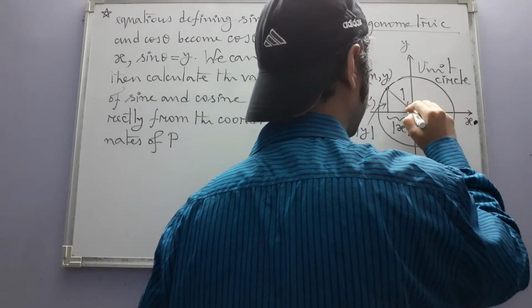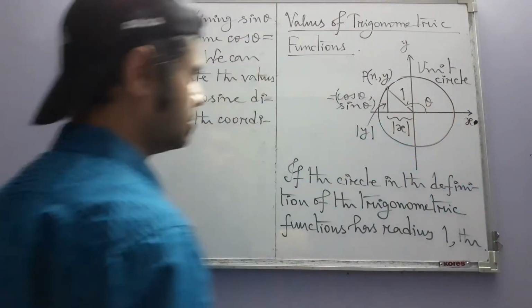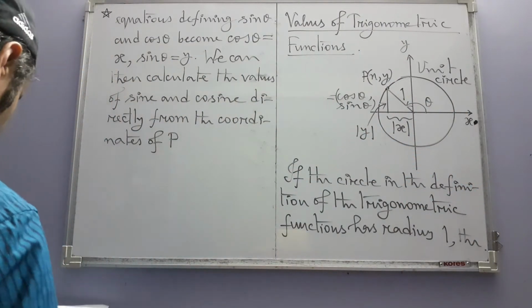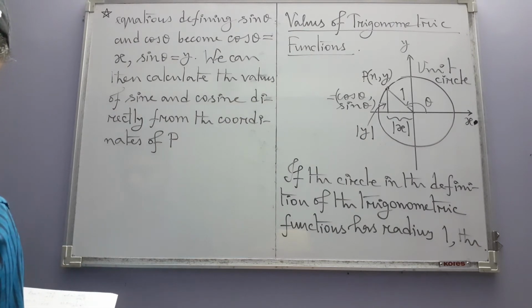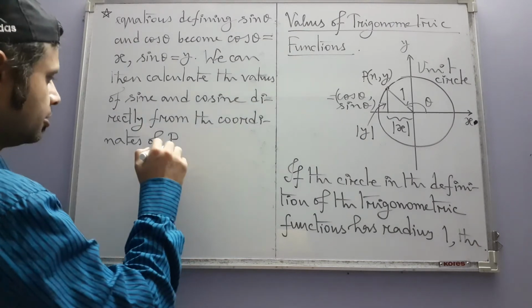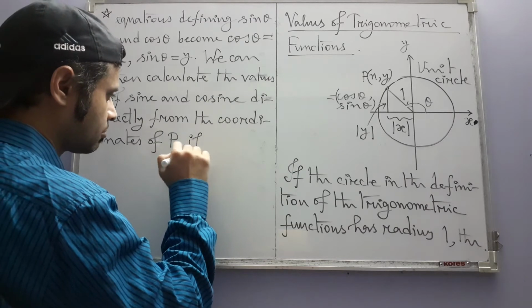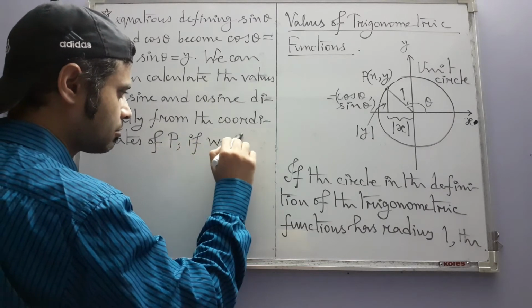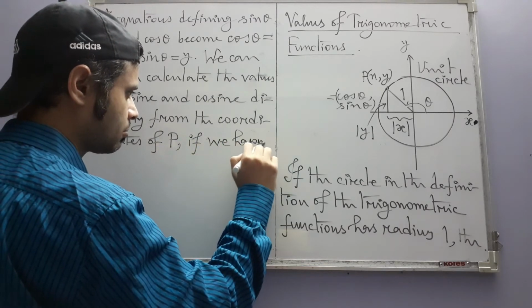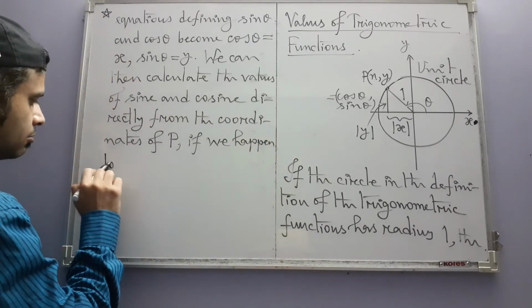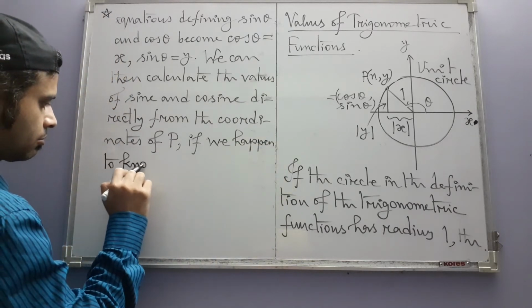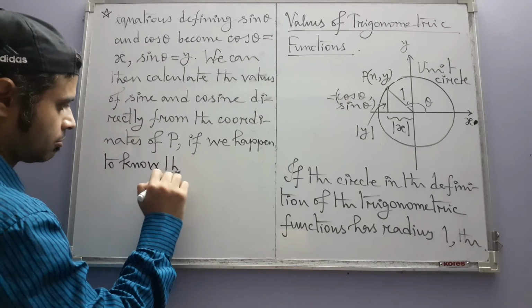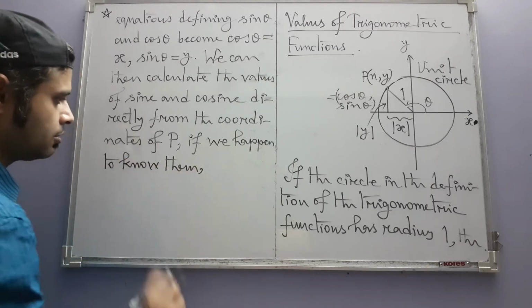This is theta. Without theta, how am I getting these things? If we happen to know the coordinates, know them means know the coordinates.